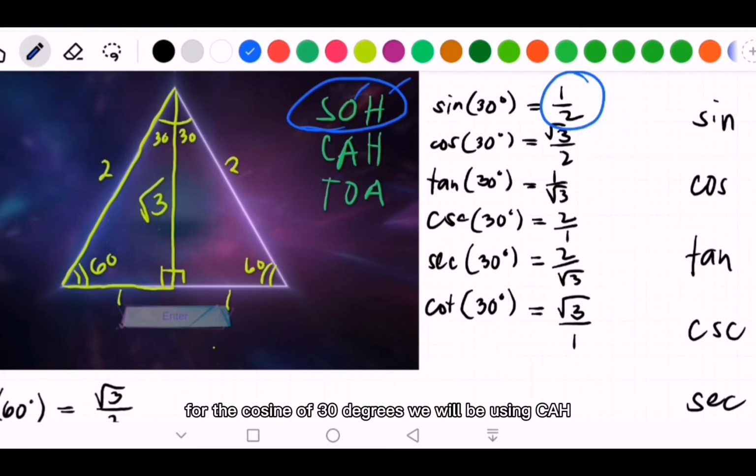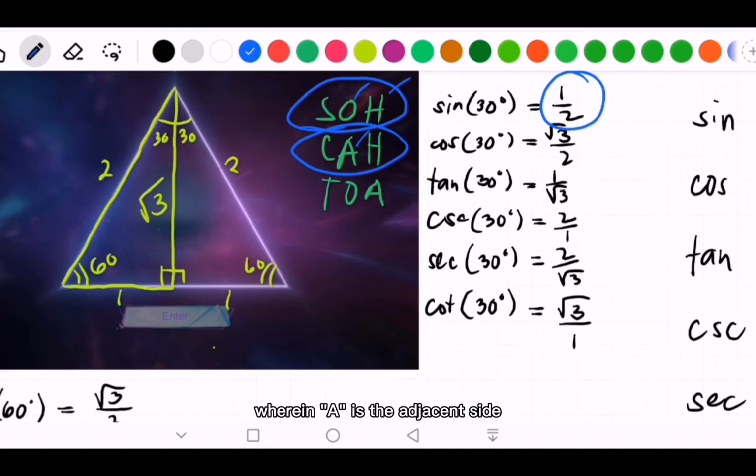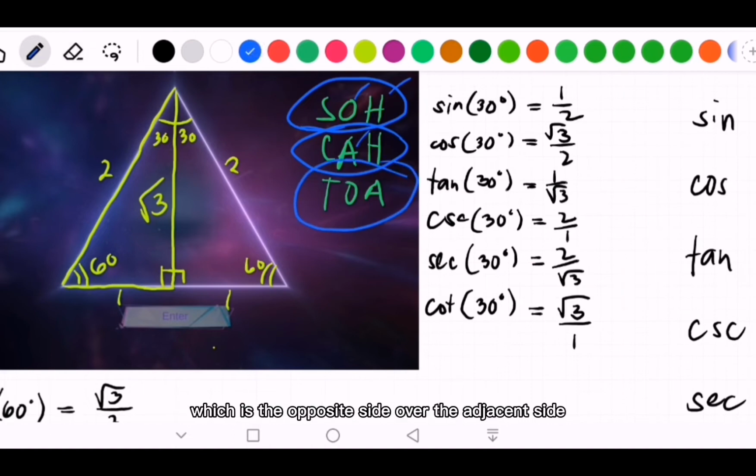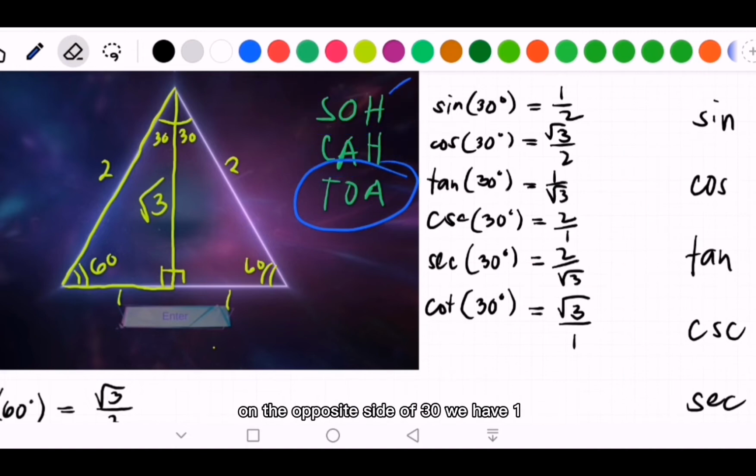For the cosine of 30 degrees, we will be using CAH, wherein A is the adjacent side. So the adjacent side of 30 degrees is square root of 3 and the hypotenuse is 2. And then for the tangent of 30 degrees, we'll be using TOA, which is the opposite side over the adjacent side. So the opposite side of 30 is 1, and the adjacent side is square root of 3. So those are your three basic trigonometric ratios.